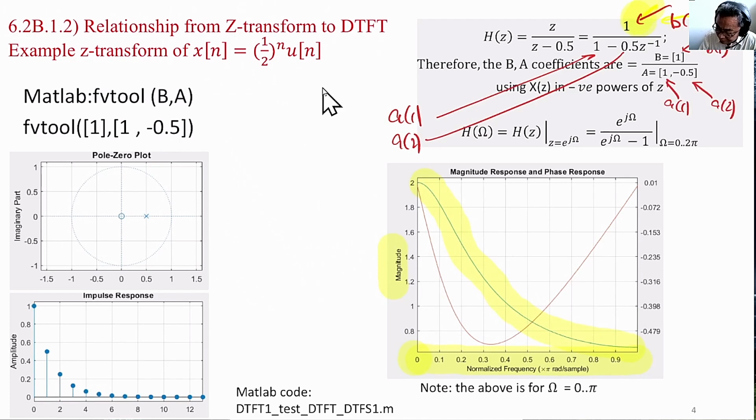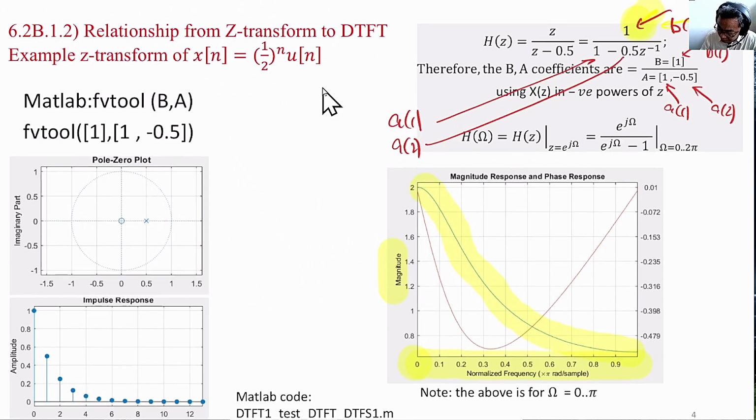Sorry, b2 is nothing, right? So what is b2? It's plus 0 z^(-1). So b2 is 0 here, and we don't need to put that. Anyway, you have this expression, the b's and a's. You can use MATLAB's FVTool2. FV stands for filter visualization.